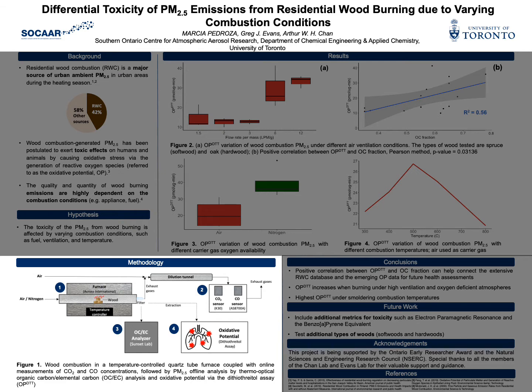The exhaust gases are then diluted and introduced to another chamber in order to measure CO and CO2 concentrations along the process. After all the PM is collected, we use the OCEC analyzer to determine the organic and elemental carbon fractions and ratios, and finally, we extract the PM from the filter and analyze its oxidative potential with the dithiothreitol assay. I will be referring to the latter as OPDTT.